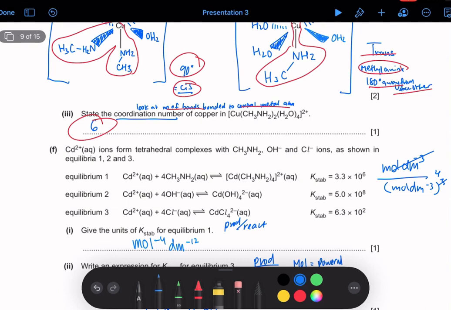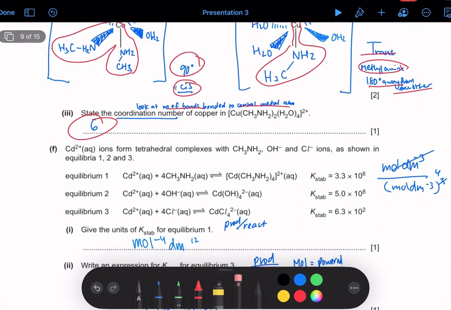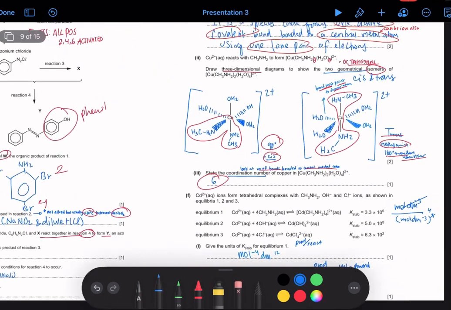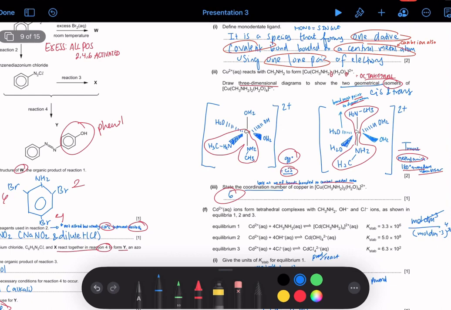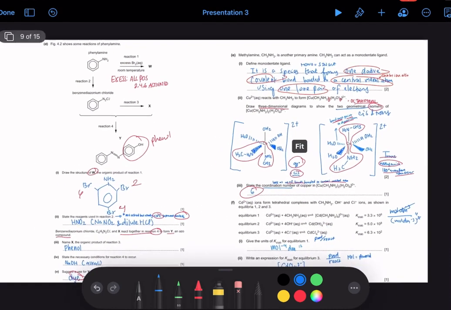This one is not negative. Okay, that would be the K stability value.